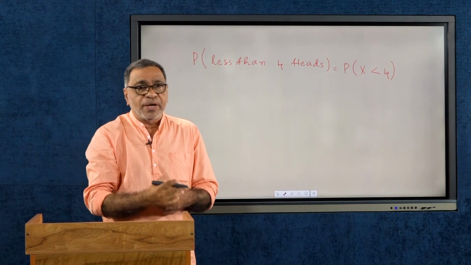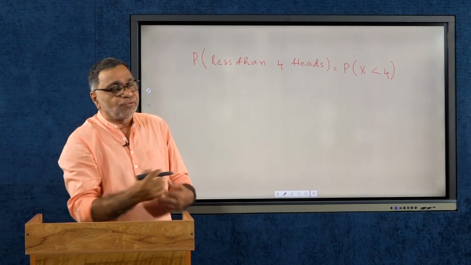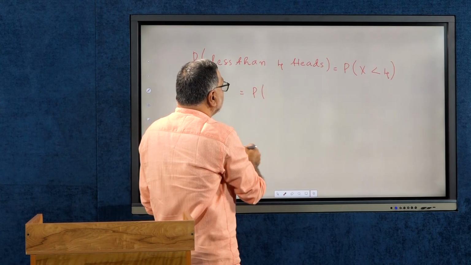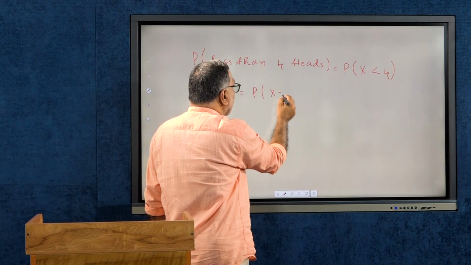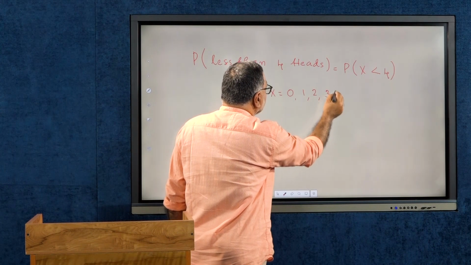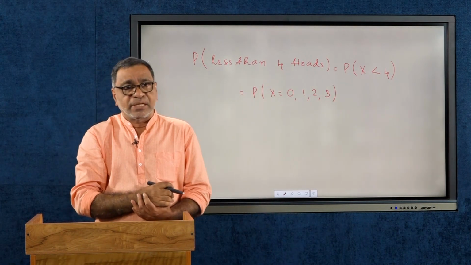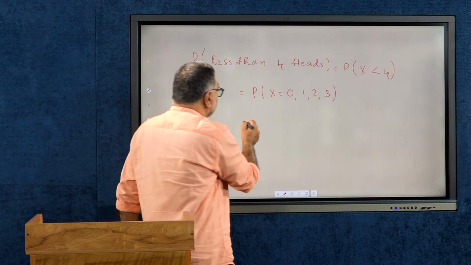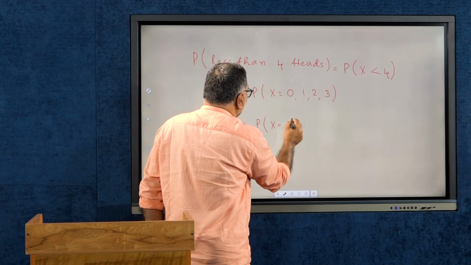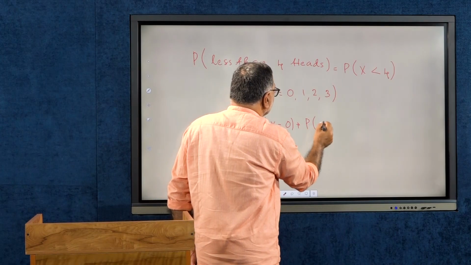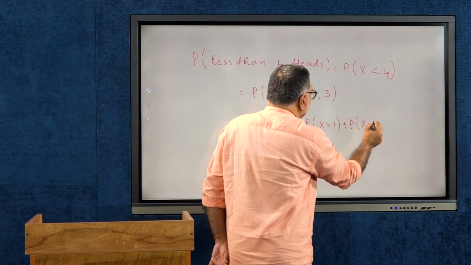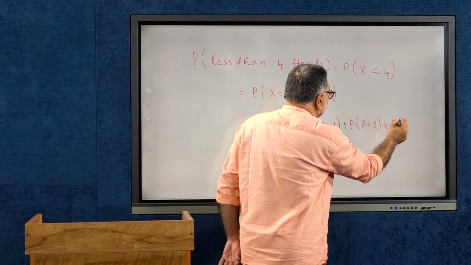So, our aim is to find the probability of X less than 4. X less than 4 means what? X can have the value either 0 or 1 or 2 or 3. These are the possible values when X is less than 4, and this probability is equal to the probability of X equal to 0 plus the probability of X equal to 1, plus the probability of X equal to 2, plus the probability of X equal to 3.